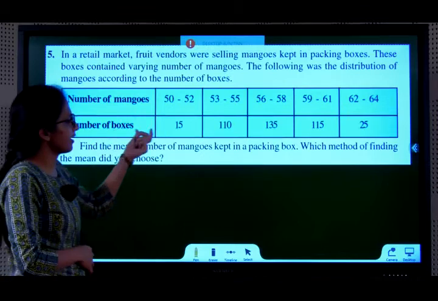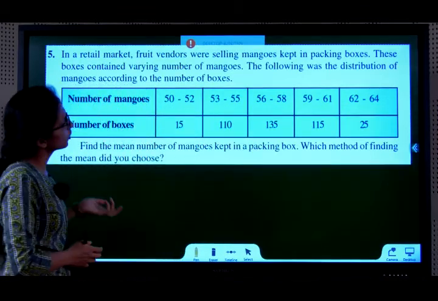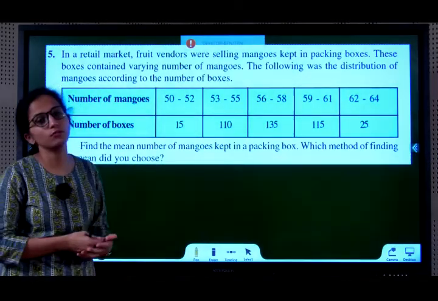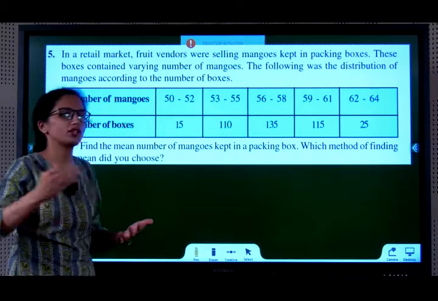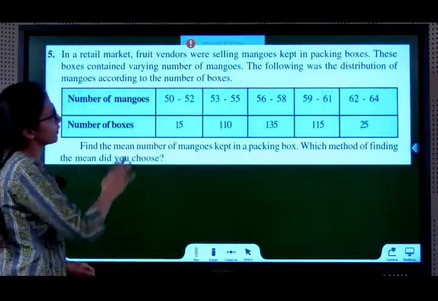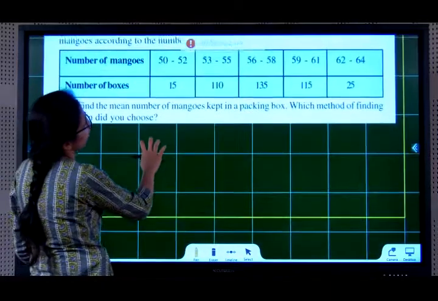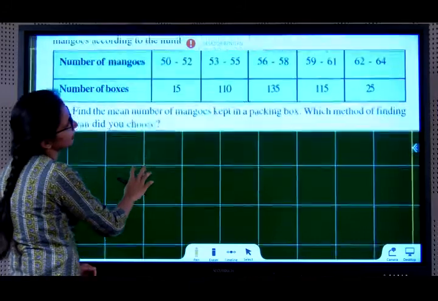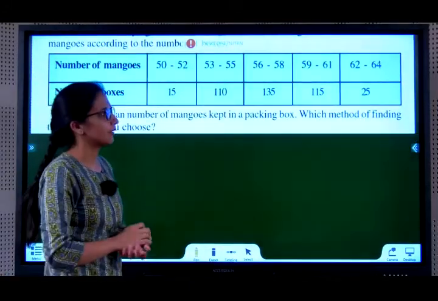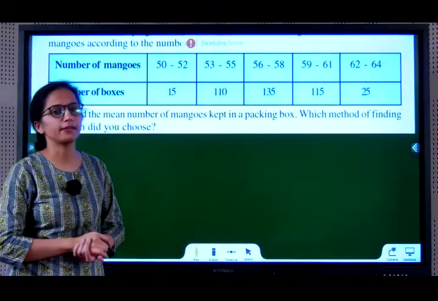As you can see, the fi values are large, 110, 135, 115, and so definitely no direct method, so you can go in for assumed or standard deviation. When nothing is mentioned, preferred method is standard deviation. So we will stick to standard deviation because also xi is more than 50, easier to calculate. So all of you go in for the standard deviation method, draw the table and pause the video, draw the table, verify it with mine.